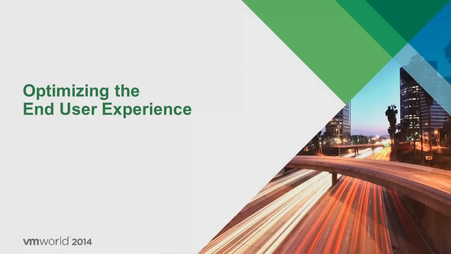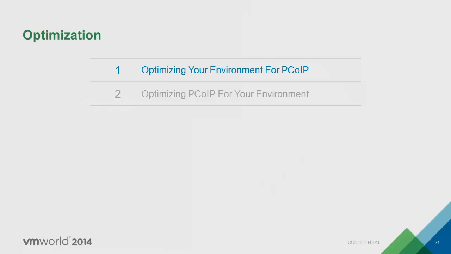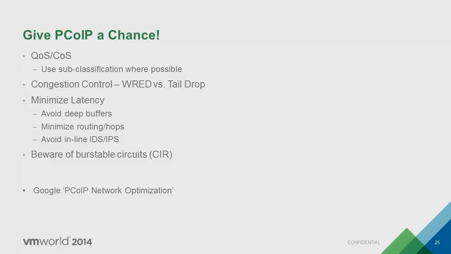Cool. Thanks, Tony. Okay, so we're going to talk a little about optimizing the end user experience. I've decided to split this into two separate sections. First, we're going to look at optimizing your environment for PCoIP, and then we're going to talk about optimizing PCoIP for your environment. The first thing we want to look at is networking, specifically your wide area networks and your local area networks.